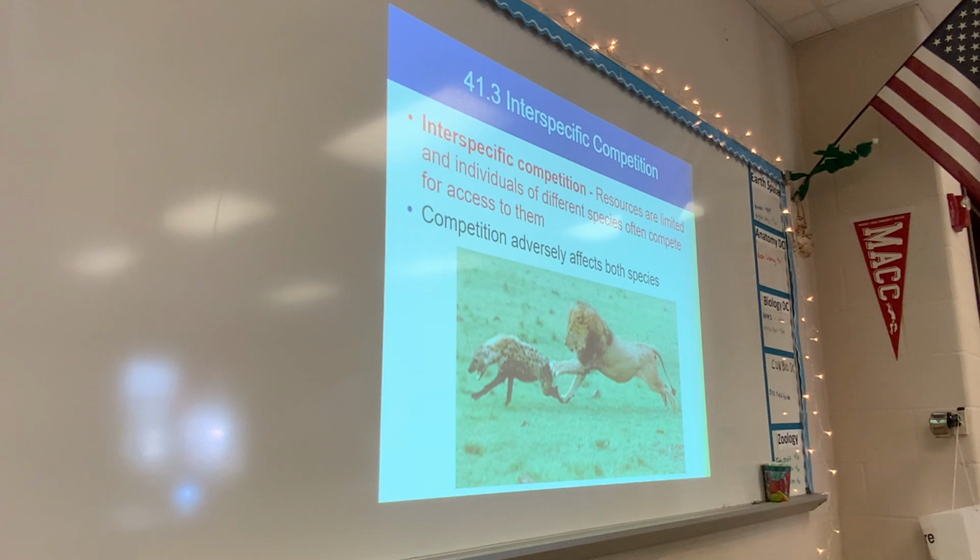Intra, same, inter, different. So in this case, we see a hyena and a lion, both of which eat meat, and they're going to compete for the same food sources, but even though they're competing for the same food sources, they're different species. So this is a type of relationship that is not beneficial to either one.